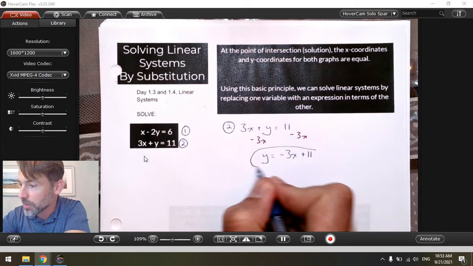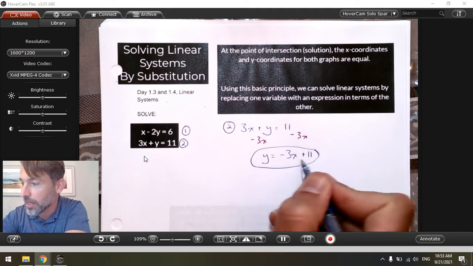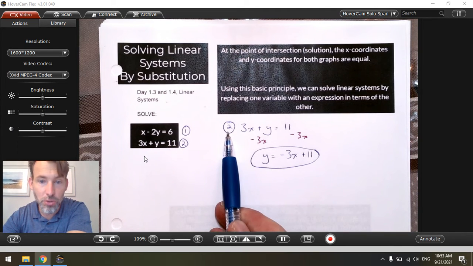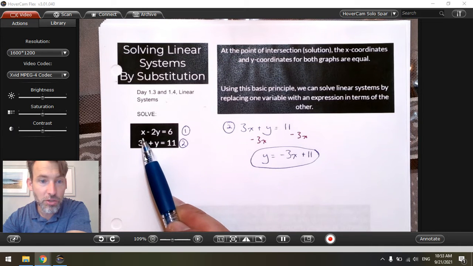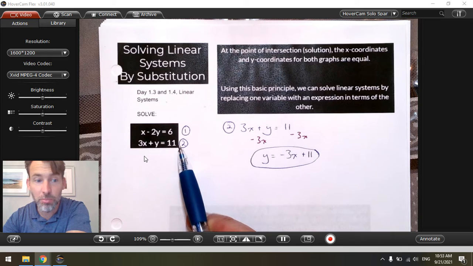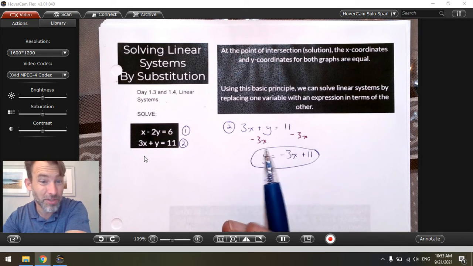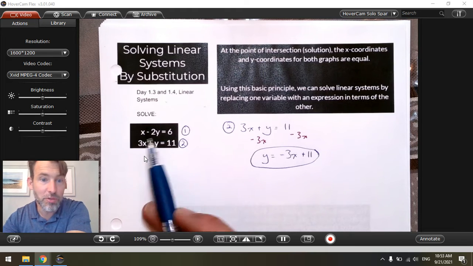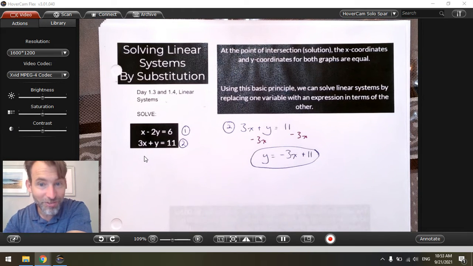Okay, I'm going to circle it because that's something that's important. I've just found that, and I'm going to use that next. Now, I've rearranged equation number 2. So now I'm ready to substitute into equation number 1. If you substitute this into equation number 2, you'll get something like 11 equals 11, and you won't be any closer to a solution. But if you substitute it into number 1, you'll get a value for x, and we're going to see that happen now.